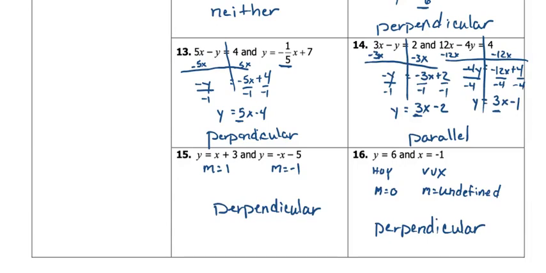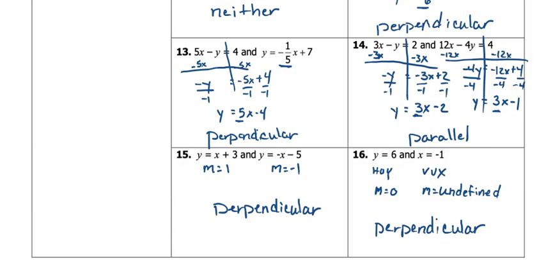All right, on number 14, when we get those into y equals mx plus b, we find that both slopes are positive 3. And since they're the exact same, I have parallel lines. In number 15, they were already in y equals mx plus b, so I just found the m, or the slope. And for the first equation, my slope was 1. The second equation, my slope was -1. And 1 and -1 are opposite reciprocals, so that is perpendicular.